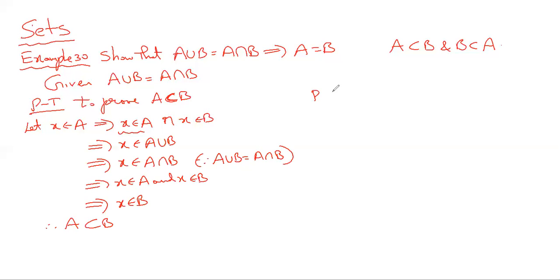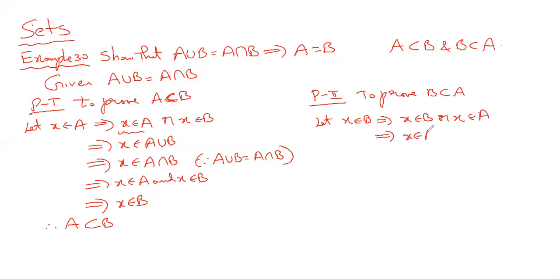And part 2, to prove B is a subset of A, we follow the same strategy. Let x belong to B. That implies x belongs to B or x belongs to A. It doesn't matter which statement you write first. So x belongs to A or x belongs to B. That implies x belongs to A union B.